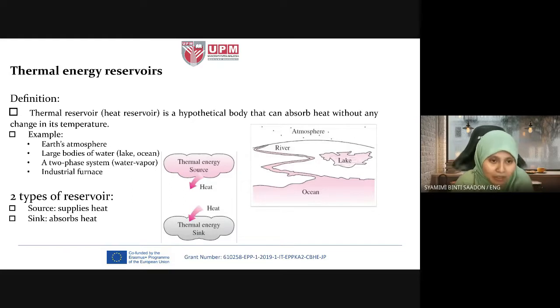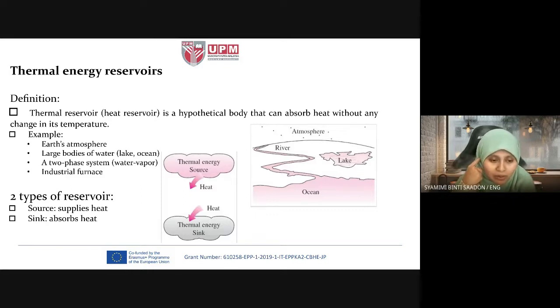Examples of a heat reservoir or thermal reservoir: our atmosphere, the ambient atmosphere, can be one type of heat reservoir. Large bodies of water, lake, ocean, etc. A two-phase system, water vapor, can also be identified as a reservoir, and a furnace, like a combustion chamber or burner. So we have two types of reservoir.